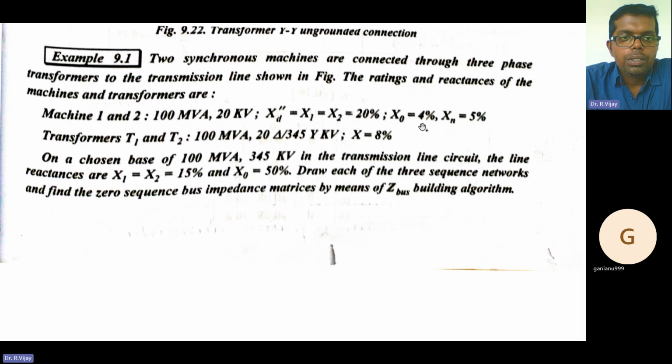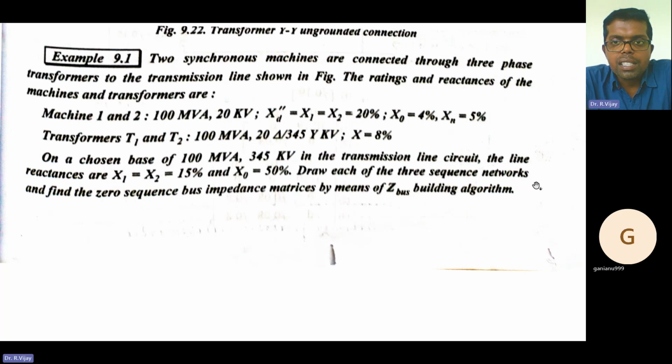Today, we are going to see about the problem in the three-phase sequence network by using the Zbus building algorithm. We solved a few problems with the Zbus building algorithm in our earlier classes. The same thing we are going to implement here, but we are going to calculate the sequence. We are going to draw the three-phase sequence network, and also we are going to find out the zero sequence bus impedance matrix. Take down this problem.